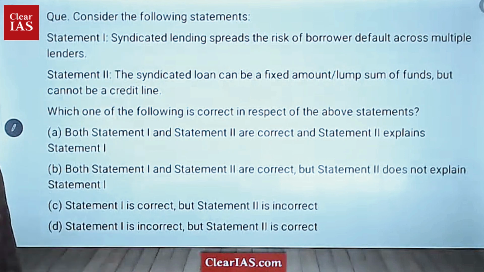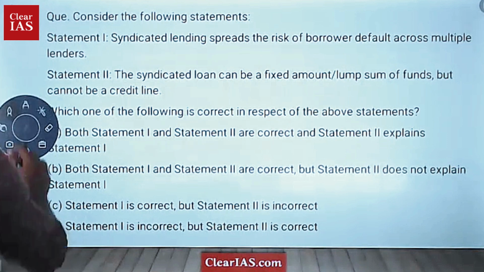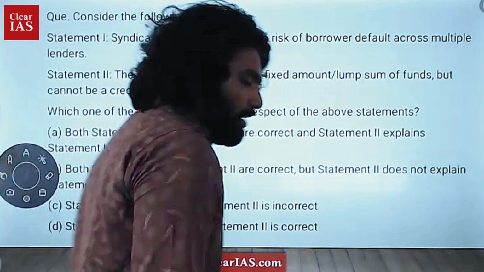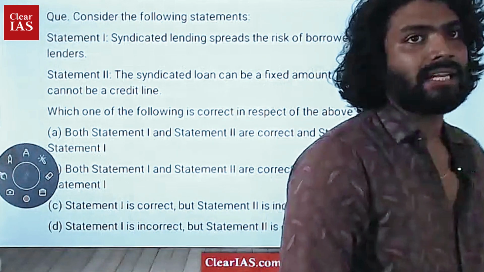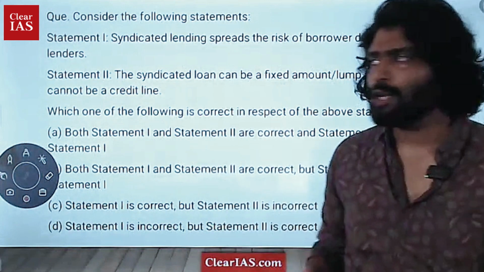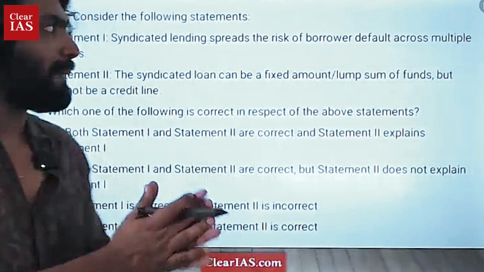Consider the following statements. Syndicated lending spreads the risk of borrower default across multiple lenders. The syndicated loan can be a fixed amount or lump sum of funds, but cannot be a credit line. A very factual question. You might have an understanding from the first statement. Syndicate means a group of things. Okay, so the borrower's risk is actually split.